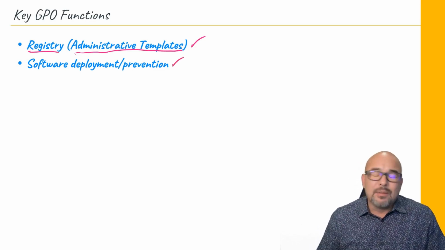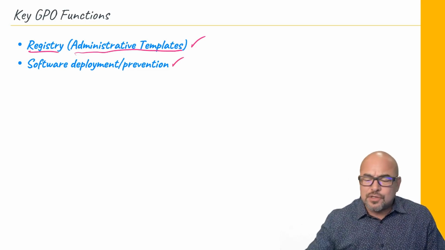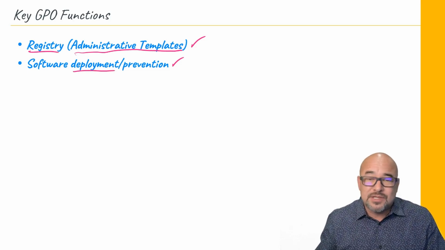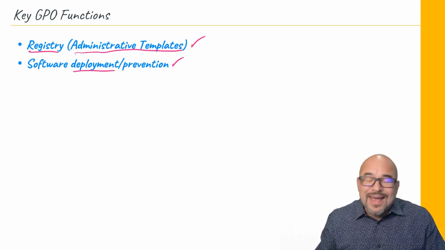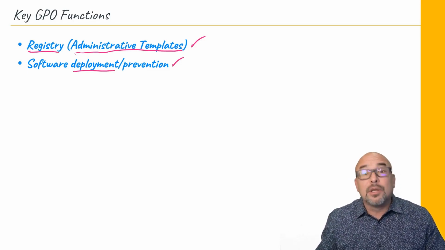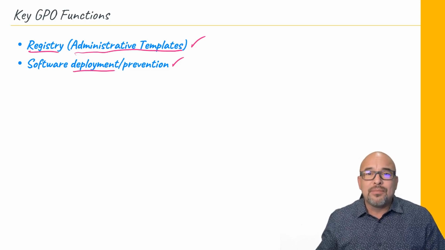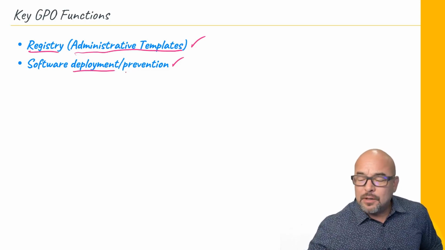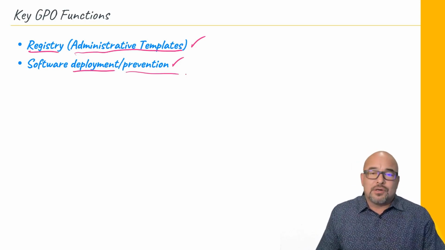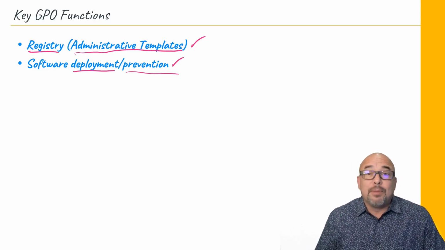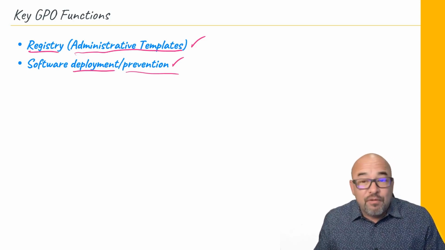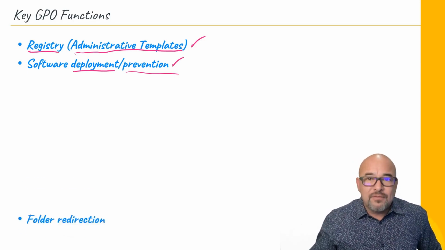There's also software deployment or prevention of running software. This is not used as much as it used to be, especially the software deployment. Nowadays, we usually use other things, such as System Center, to deploy software. You can still use GPO if you want to. It's just a little bit clumsy compared to a full-featured product like System Center. You can also use this, though, and this might be a little bit more useful, to prevent running certain software. There might be, for example, an executable that you don't want your users to run at all. You can prevent that software from being run.